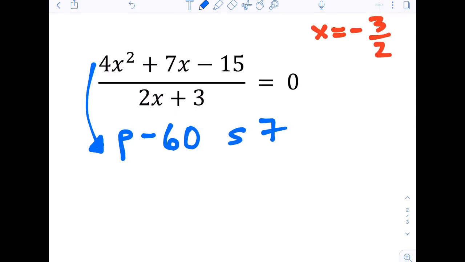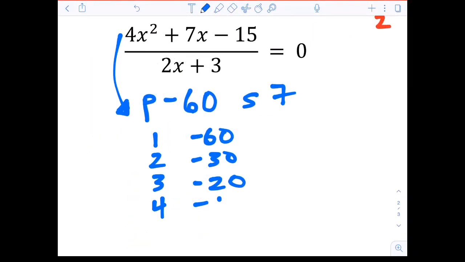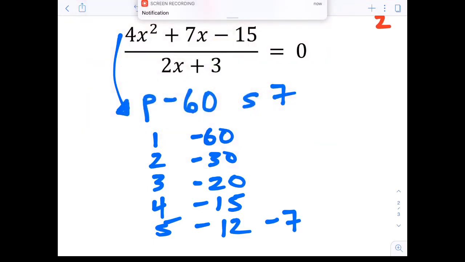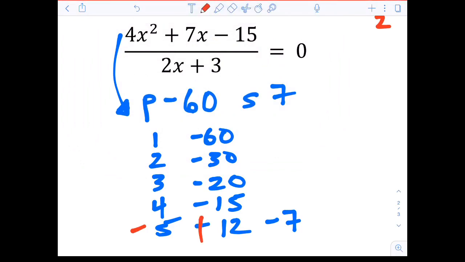So when I go through the possibilities of numbers that we have: 1 and negative 60, 2 and negative 30, and you can list them all out, 3 and negative 20, 4 and negative 15, 5 and negative 12, and I see that 5 and negative 12 add for negative 7. I'm looking for positive 7, so it must be the opposites of those. It must be negative 5 and positive 12. So negative 5 and positive 12 are two numbers that multiply for negative 60, and add for 7.